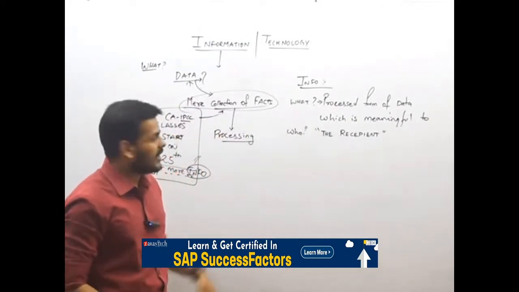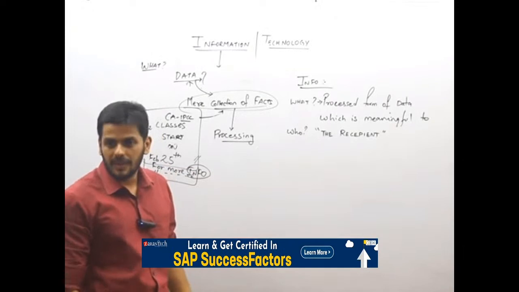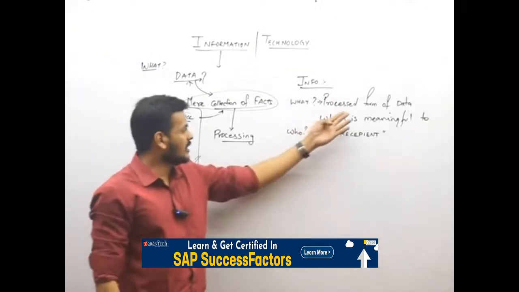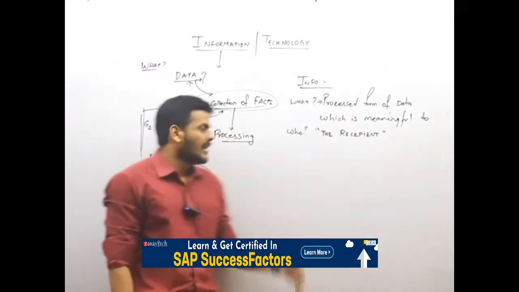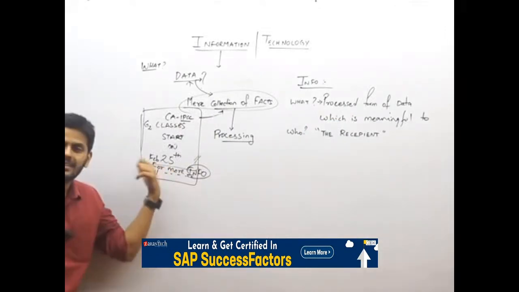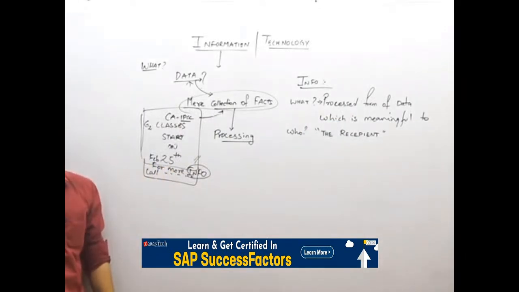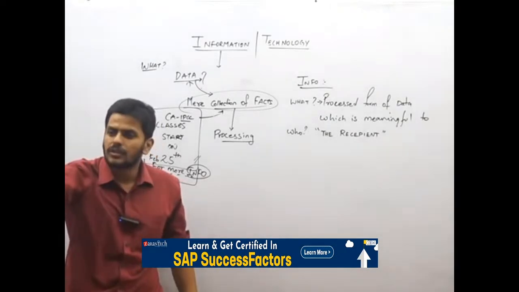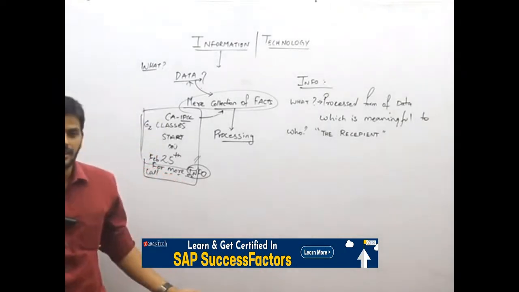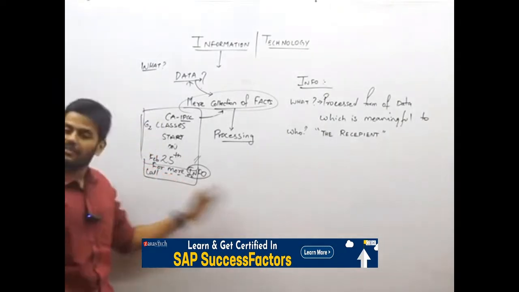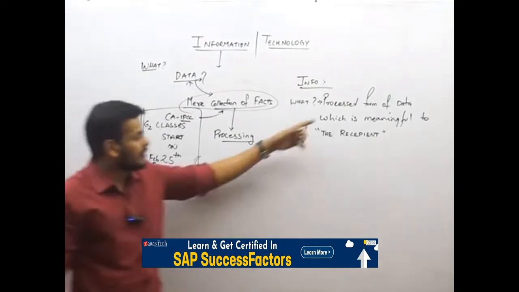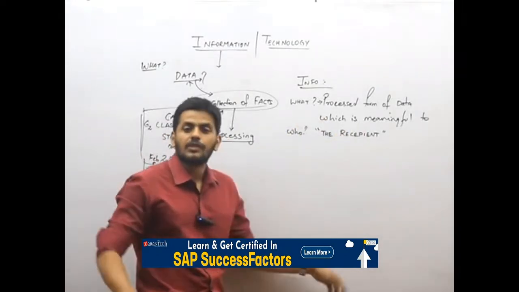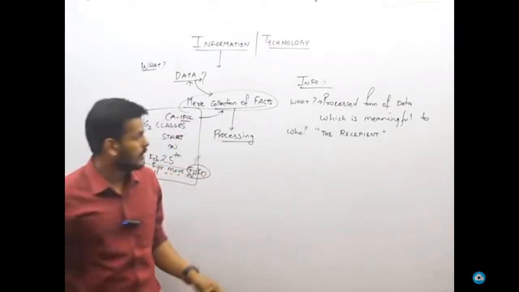What is more important is, how does it matter to somebody? Chalo, now the recipient received the processed form of data. Guys, an IPC student read this board. What does he do after that? Only two options. What are the two probable options? Either he will join the class or not join the class. So that means he will take a decision or not. Why is the information meaningful to him? So that he can make a decision, right?